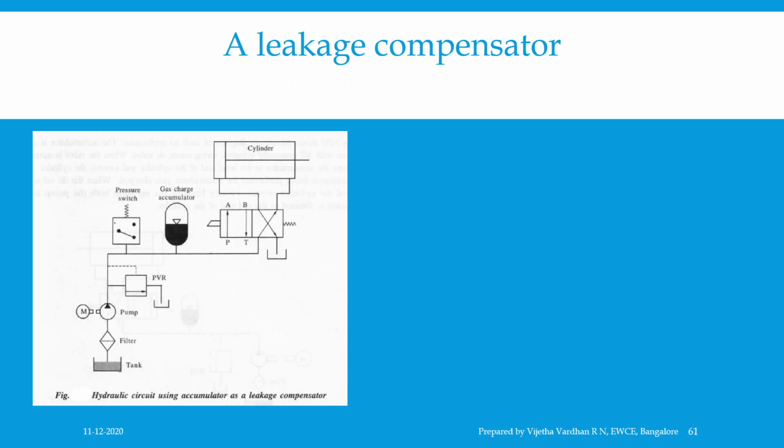Then the accumulator supplies oil to compensate for leakage in the system. When the pressure in the system drops to the minimum pressure, the switch makes contact and restores the power supply to the electric motor until the system has been recharged. The use of the accumulator as a leakage compensator saves electrical power and reduces heat in the system.